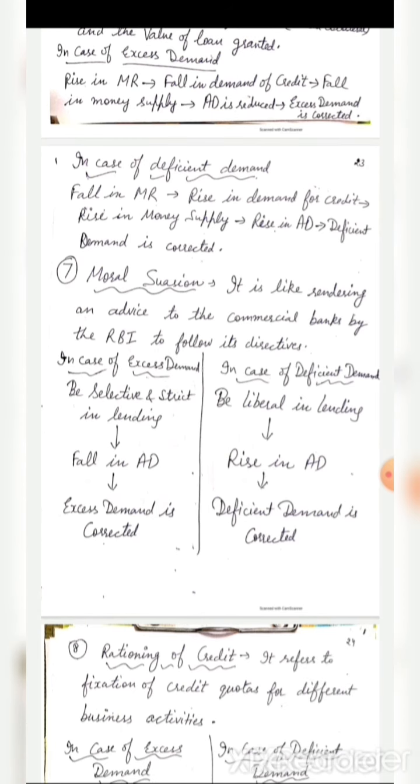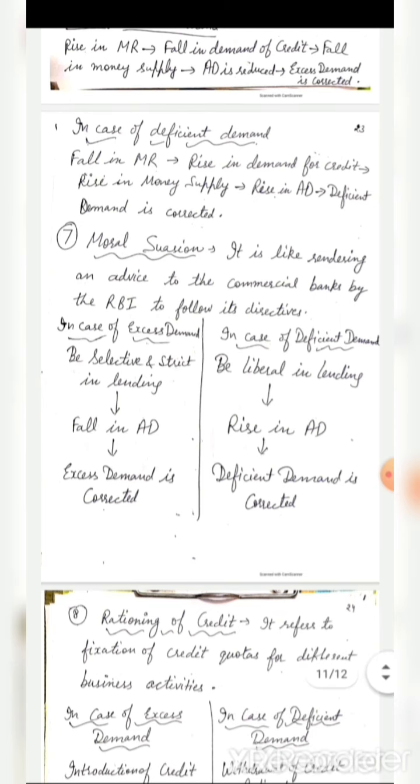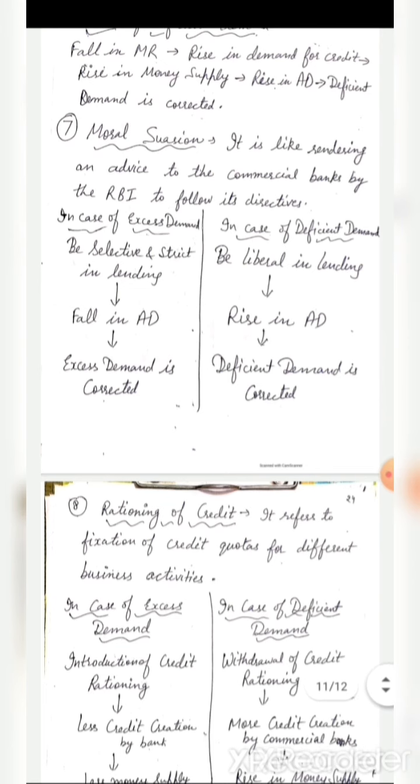In case of deficit demand, margin requirement will be low. Then there is a rise in the demand for credit, a rise in money supply, then more AD, and deficit demand can be corrected.